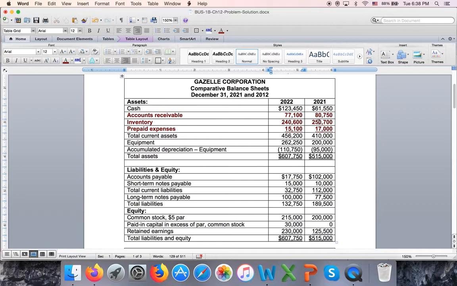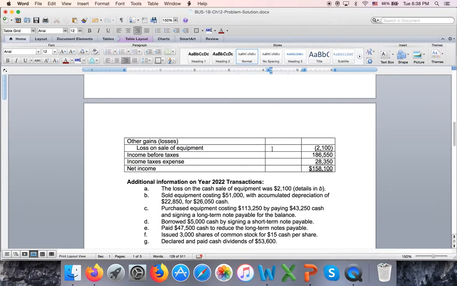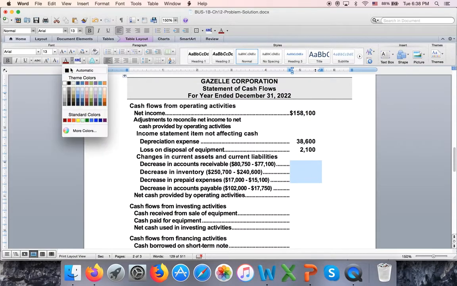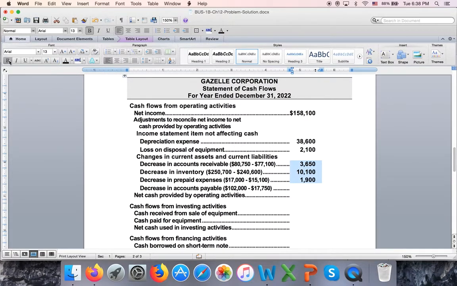Inventory went down, so we add it back up. Prepaid expenses went down, so we're going to add it up. So when current assets go down, we add them back up. And here's the information, right? So decrease in accounts receivable, decrease in inventory, decrease in prepaid expenses. We're going to add all of them back to the cash flows from operating activities.